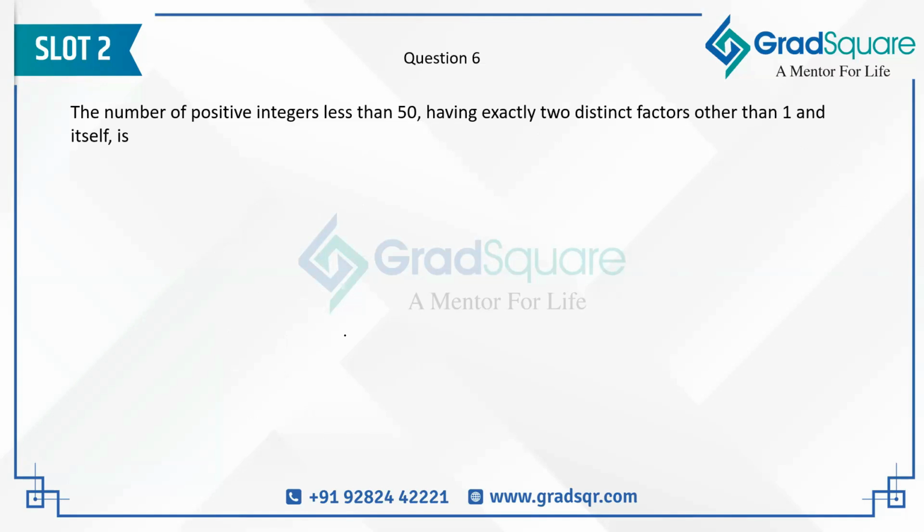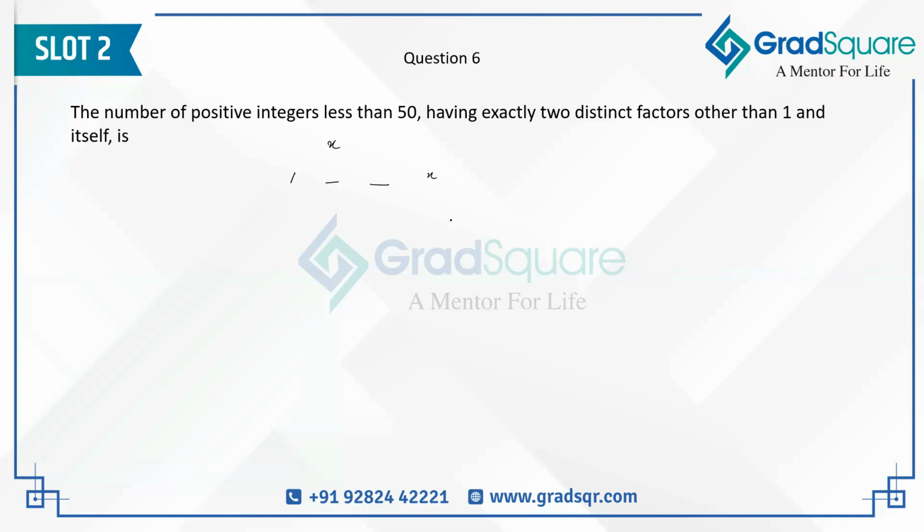Day 6 of slot 2 questions. The number of positive integers less than 50 having exactly two distinct factors other than the number itself. So the number is x now. 1 and x definitely are going to be the factors, and it's going to have two distinct factors again, which means the number is going to have four distinct factors.